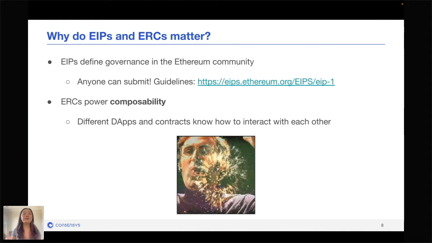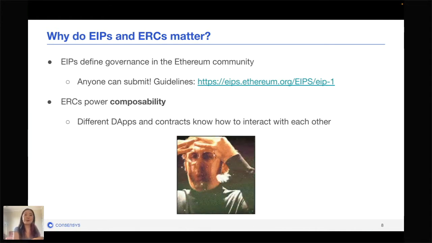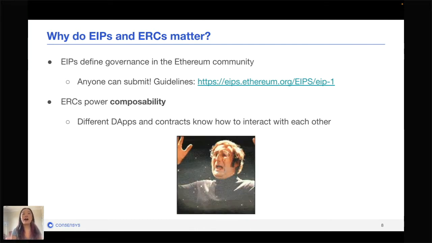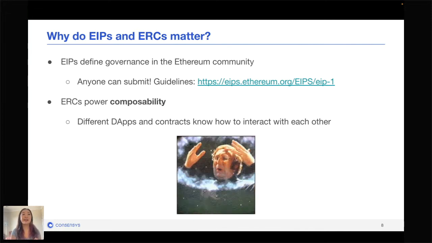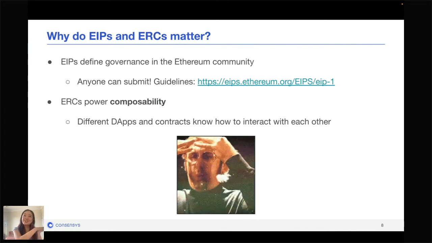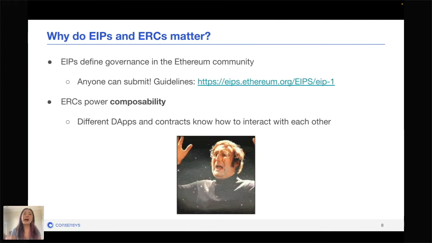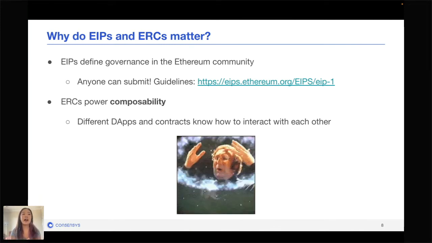But I am waxing poetically. Why does this matter? First off, EIP is really cool because it's a single unit of governance in the Ethereum community. So that's how we as a collective make decisions about Ethereum. Anybody can submit it, including all of you here on the call today or those of you watching later. The guidelines are on the Ethereum website in EIP.